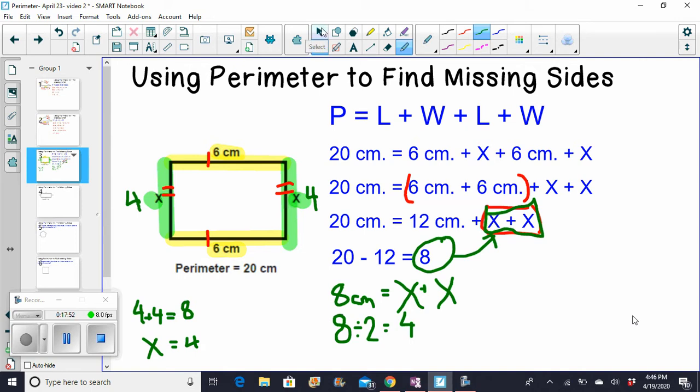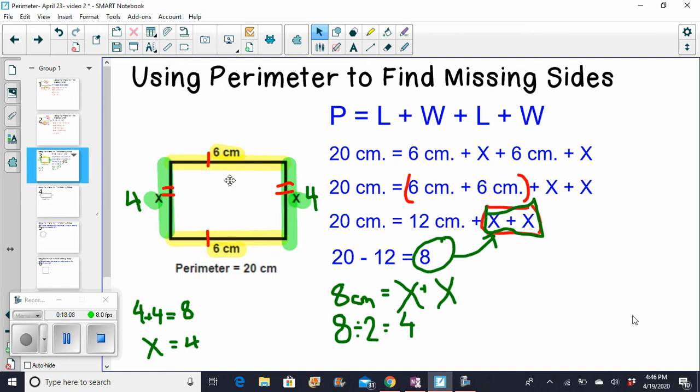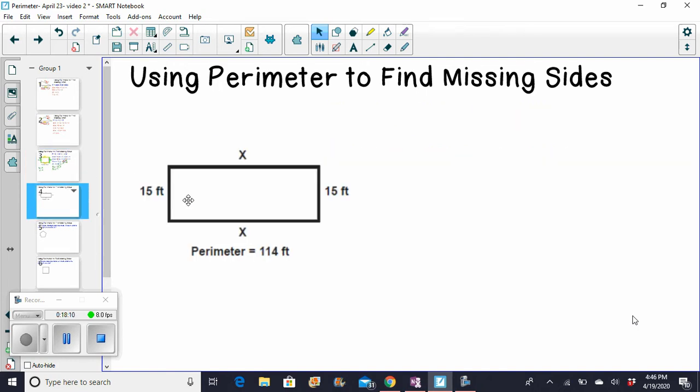How you doing? Hanging in there? Let's try another one. Draw yourself another rectangle. Okay, same type of problem, except for this time, notice the difference here is that we actually have the widths labeled instead of the lengths. Okay, we think of the lengths as being the top and the bottom, the widths as being the two sides. All right, so we have 15 and 15 on my two far sides, right there. Okay, and I am missing the top and bottom sides. I'm missing those x's. I do have a perimeter right here of 114 feet.